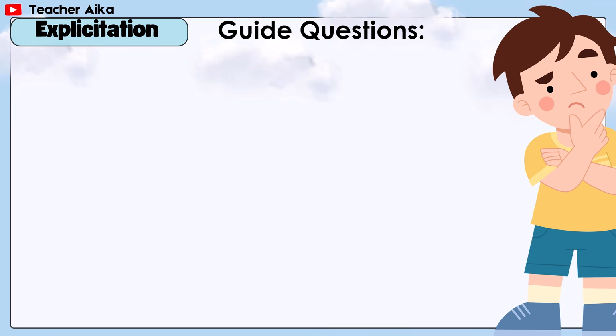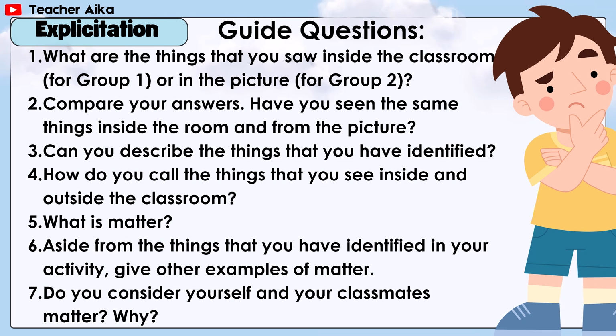For the guide questions, number 1, what are the things that you saw inside the classroom for group 1 or in the picture for group 2? Number 2, compare your answers. Have you seen the same things inside the room and from the picture? Number 3, can you describe the things that you have identified? Number 4, how do you call the things that you see inside and outside the classroom? Number 5, what is matter?